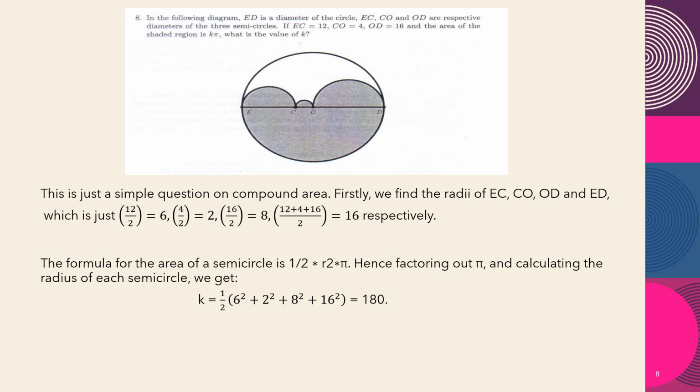Because it asks for k pi, we can factor out the pi, since we are only asked to find k. So we just have to find half r squared. Calculating the radius of each semicircle, we can one-shot it all together. Once we've found all the radii, k equals half times 6 squared plus 2 squared plus 8 squared plus 16 squared. This eventually gives 180. So, question solved.